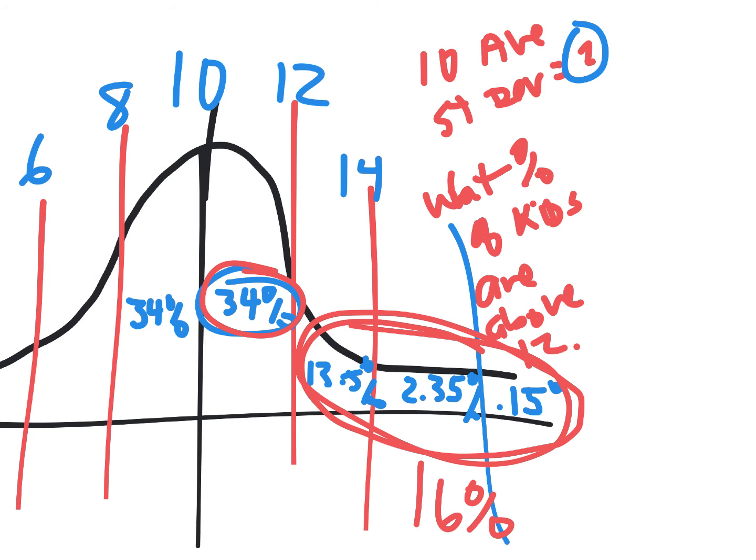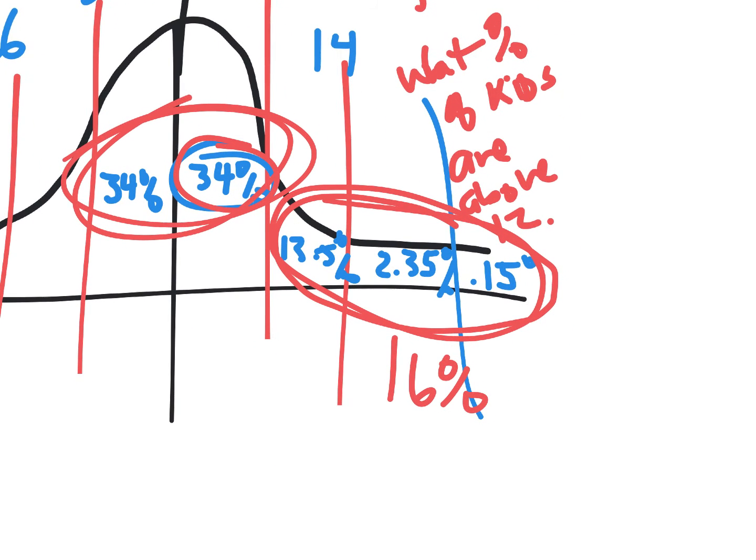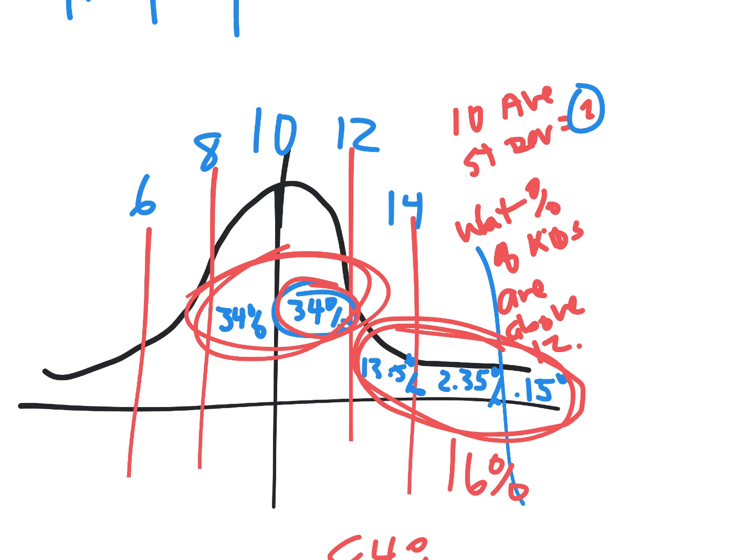What if instead I'd have said, what percentage of kids have 8 or bigger? Don't I just have to add this to it? So 34 plus 34 is 68, plus 16 is 84% of people. All right.